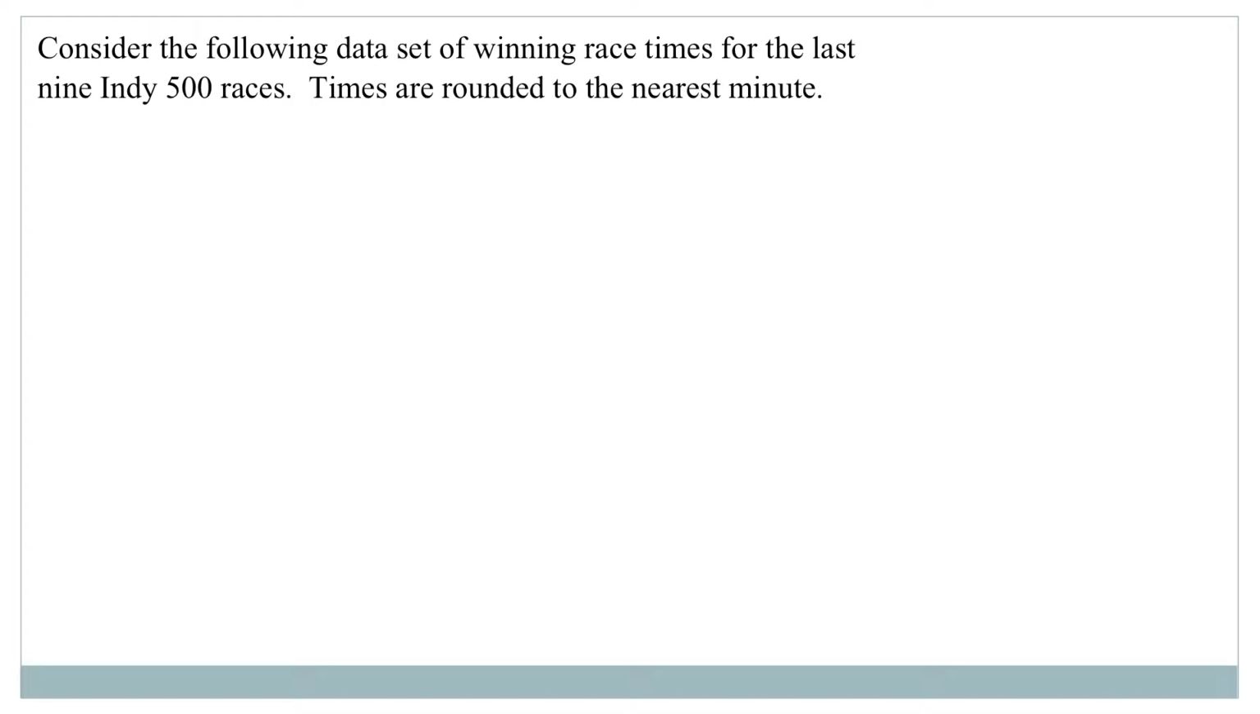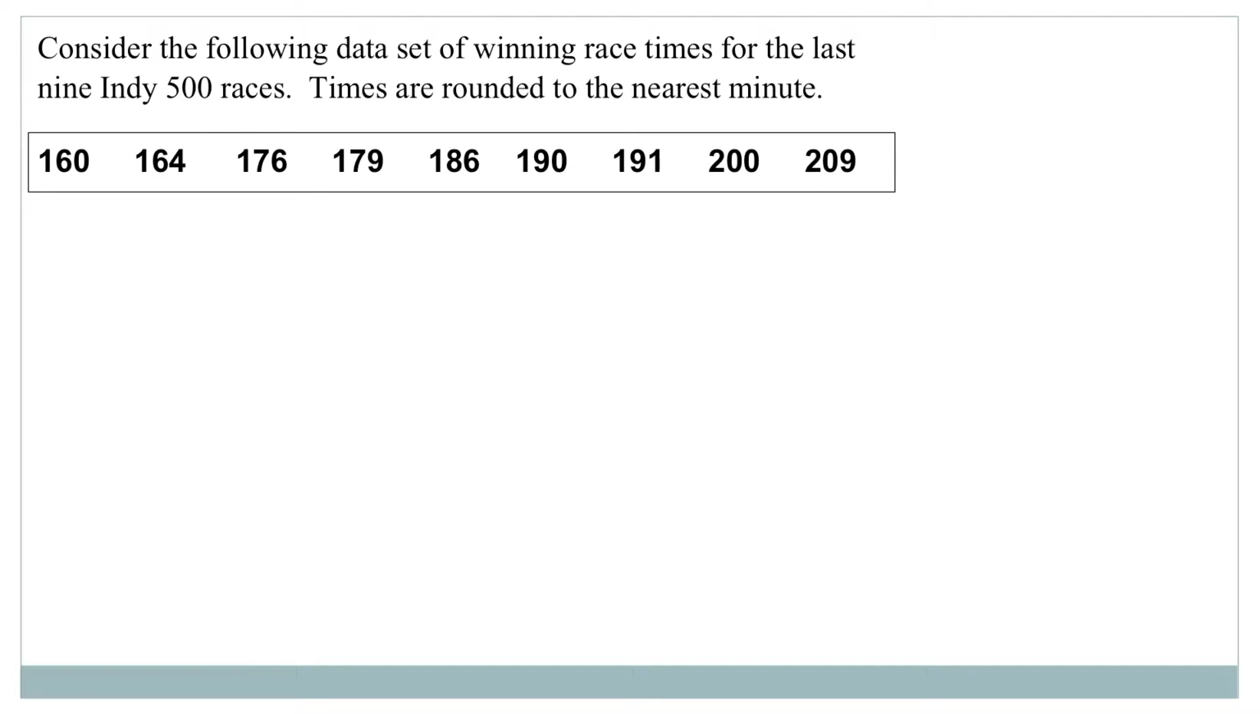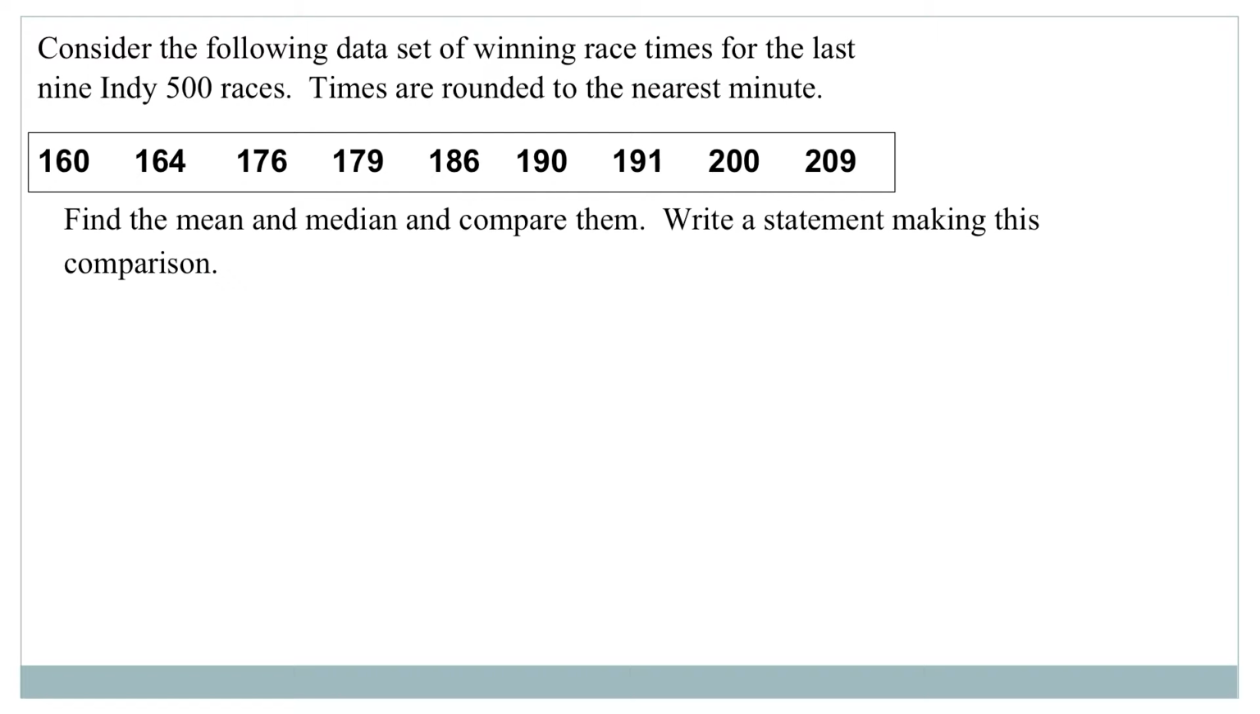It has winning race times for the last 9 Indy 500 races. And times are all rounded to the nearest minute. So this one has 9 values ranging from 160 all the way up to 209. And the nice thing we might notice about this data set is that it's already in order, so we don't have to worry about ordering things. So what we want to do here is find the mean and median and then compare them. We're able to determine if there's a skew based on those values, and then we're going to answer one other question here.